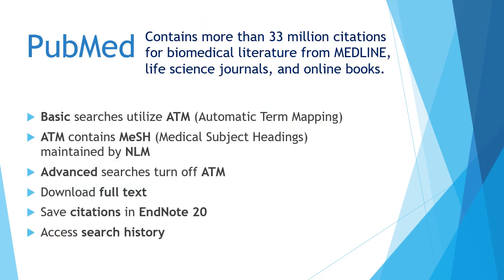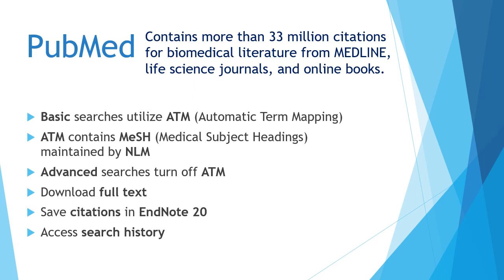Let's get into database searching. I recommend starting with PubMed. It's one of the most useful databases for public health students, containing more than 33 million citations for biomedical literature, including all of Medline and PubMed Central. Start with the basic search. The algorithm automatically connects the terms you use to similar terms within its metadata, including all of the Medical Subject Headings, a controlled vocabulary created by the National Library of Medicine.